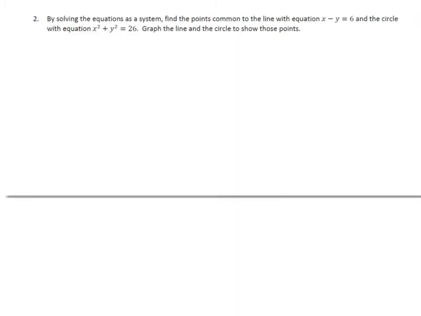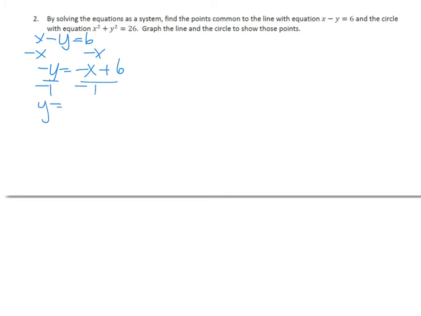Taking a look at question 2, they ask us to solve a system of equations where our line is x minus y is equal to 6, and our circle is x squared plus y squared is equal to 26. So we set our line to y equals mx plus b. I get x minus y is equal to 6. If I'm solving for y, I'll subtract the x. I get negative y is equal to negative x plus 6. Just dividing by negative 1 here.